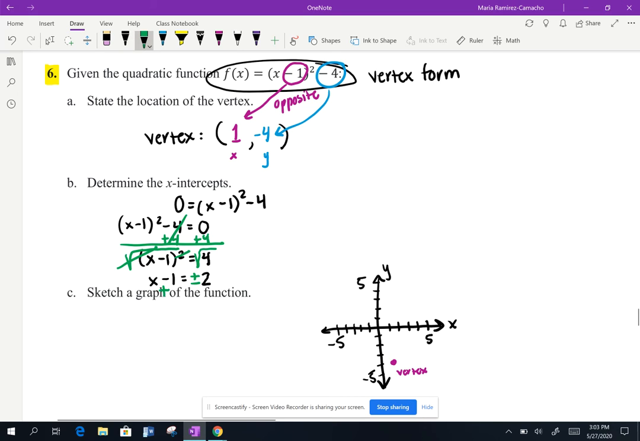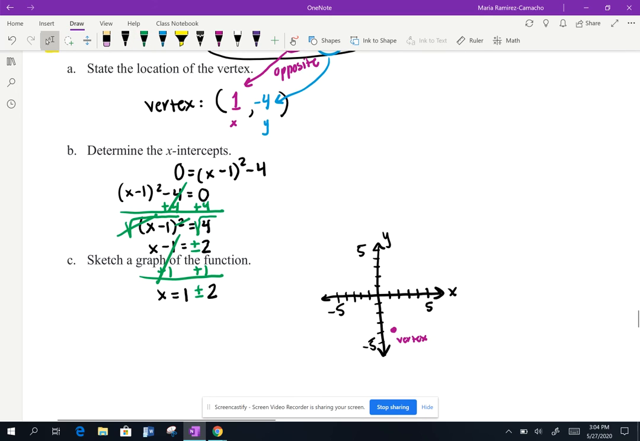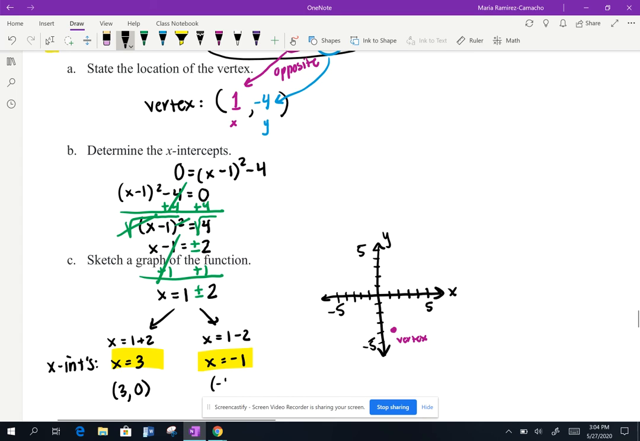Finally, add 1 to both sides. I'm going to keep that going down here. Add 1 to both sides, and you get x is equal to 1 plus or minus 2. So when you separate this, you get x equals 1 plus 2, and x equals 1 minus 2. So 3 and -1 are your x-intercepts. So that would be at (3, 0) and at (-1, 0).